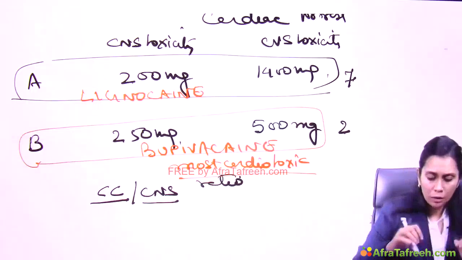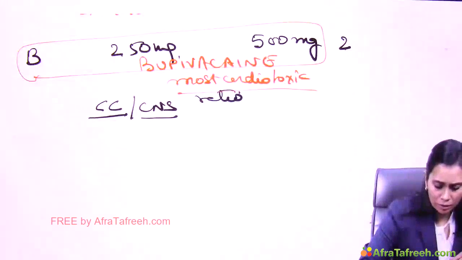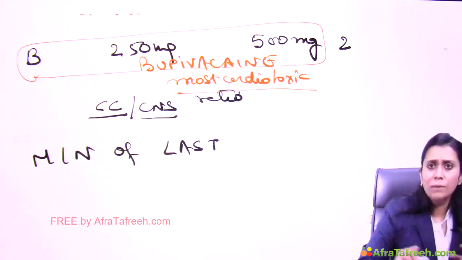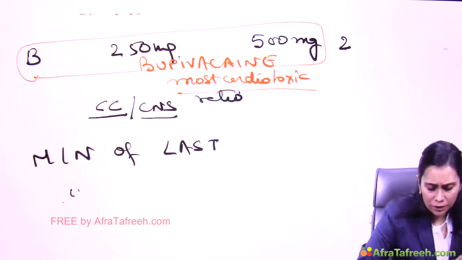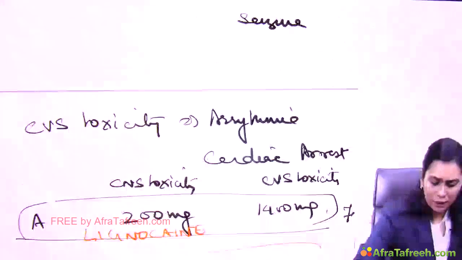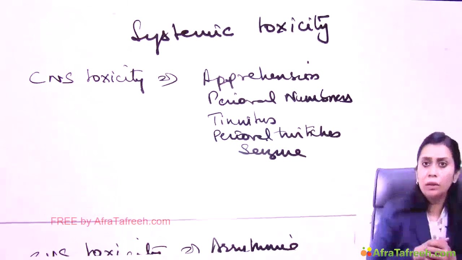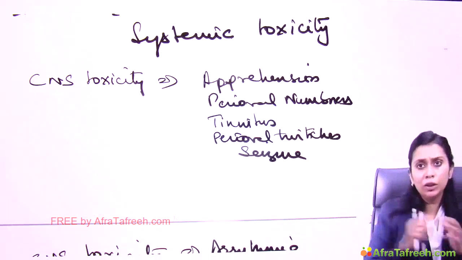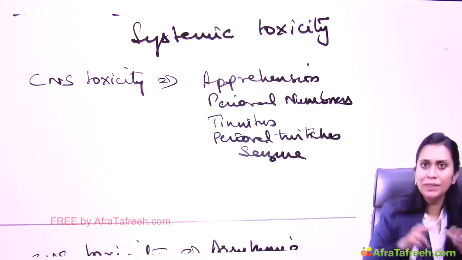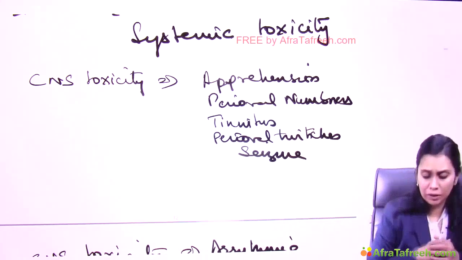Got my point? Now, how do I manage this systemic toxicity? Management of LAST, guys, is symptomatic. All the features are managed according to the symptom. If my patient is complaining of apprehension, I reassure the patient. Perioral numbness, I reassure the patient. Tinnitus, I sedate the patient. Perioral twitches, I reassure or sedate the patient. Seizure, I give anti-seizure medication.